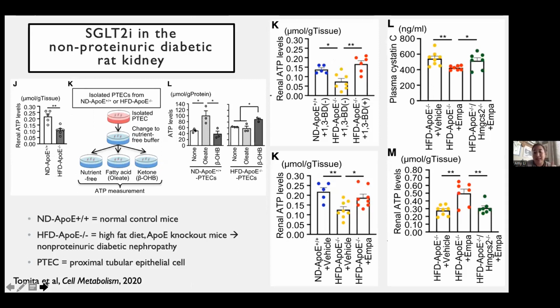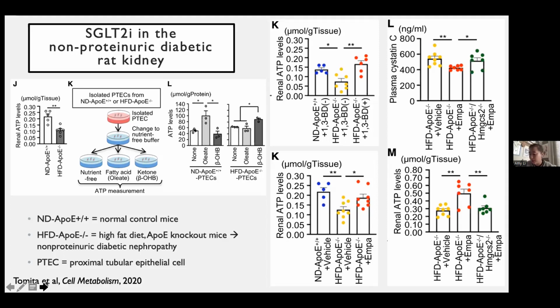So I'm going to break this down. This was a very interesting study that was done in diabetic rat kidney. Interestingly enough, they weren't particularly proteinuric, but at any rate, what they showed was, first of all, this ApoE++ is normal control mice with normal diet. They essentially produced this non-proteinuric diabetic nephropathy model by feeding the ApoE knockout mice with a high-fat diet, and that was able to produce diabetes in this, sorry, I said mice, but these rats. And that was the model they ultimately studied.